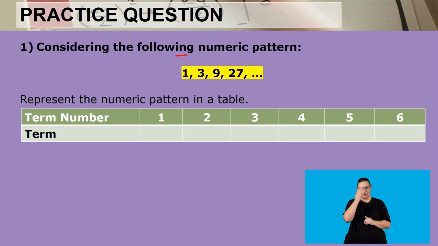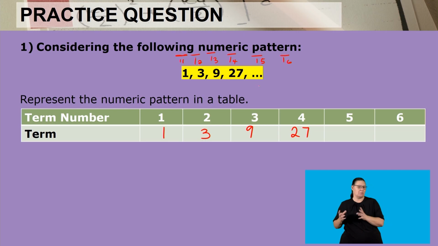So we know that 1 is the first term, the 3 is the second term, the 9 is the third term, and the 27 is the fourth term. So we already have those first 4 terms, that is 1, 3, 9, and 27. Now, how can we get term number 5 and term number 6? Well, we need to see how we moved from the first term to the second term. As you can see, from the first term to the second term, we have multiplied by 3.